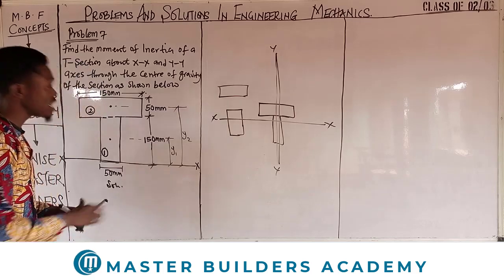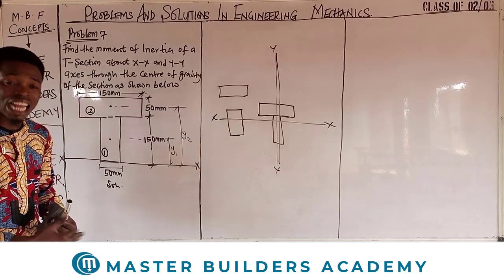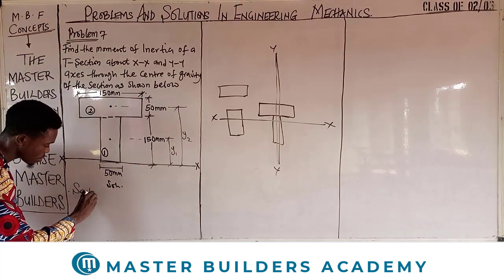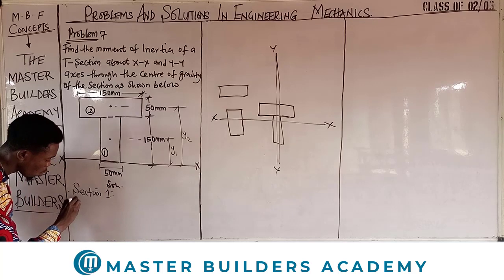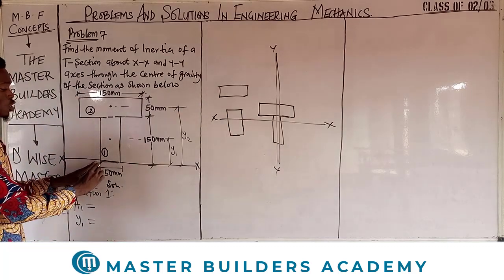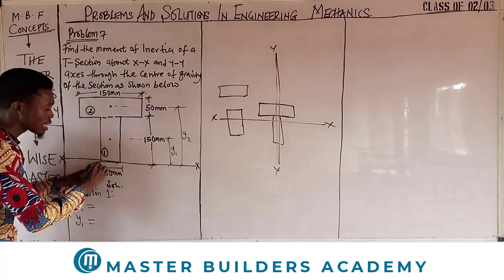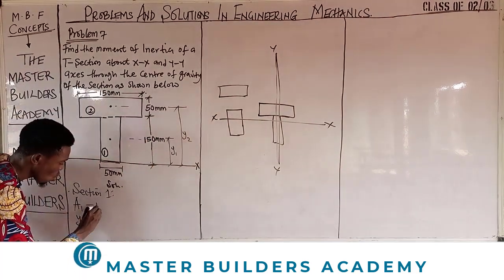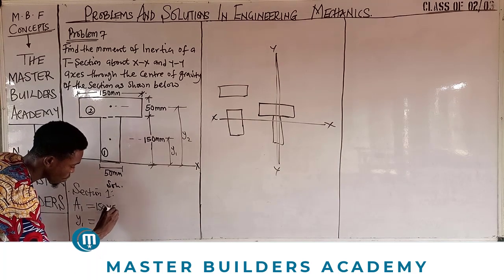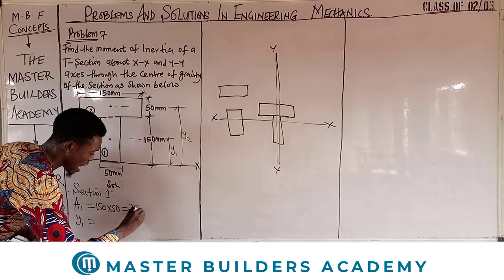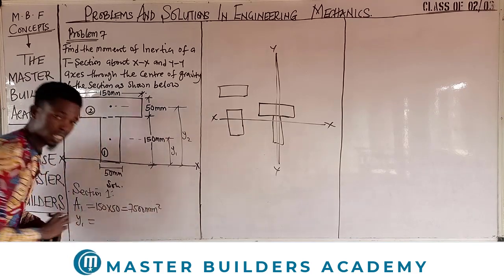All we simply need to do is to start taking these sections one after the other. Now, what do we have? For section 1, we will find the area 1 and y1. So what will be the area of section 1? The area of section 1 will be what? The length times the breadth. And it happens that the length is 150, while the breadth is 50. So we have 150 times 50. And when we multiply this, this will give us 7,500 mm squared.